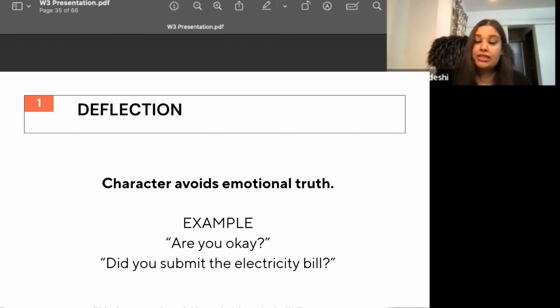Right now, obviously, it's not making too much sense, but just imagine a scene where a couple, or maybe just two partners, have had a very heated argument, and maybe they spent an hour not talking to each other, and they see each other after an hour, and then one of them asks the other, did you submit the electricity bill? Right now, see, there is tension, right? So there's your tension.